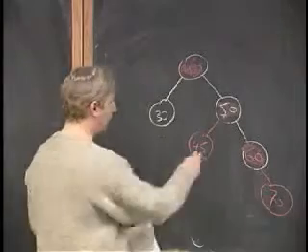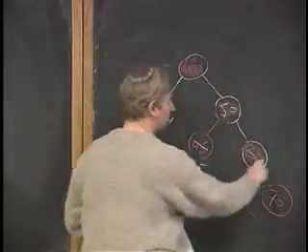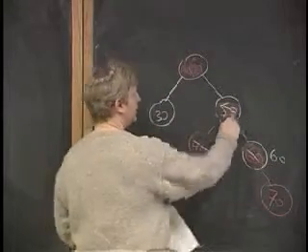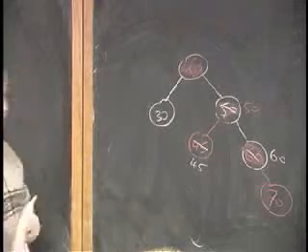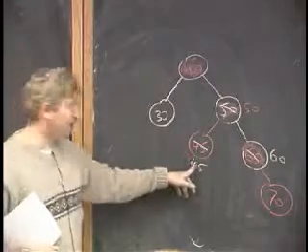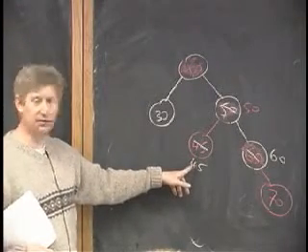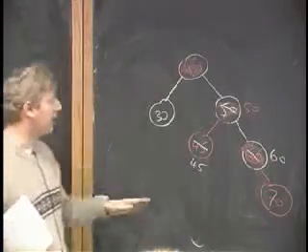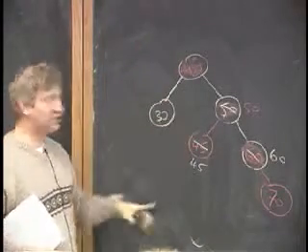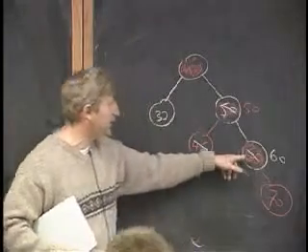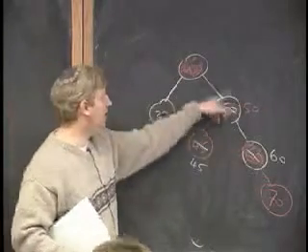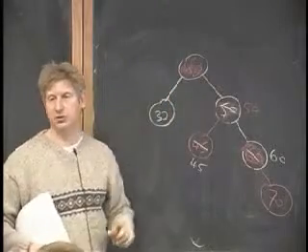Oh yeah, so 30. We're going to do this. This is going to turn black, this is going to turn black, and this is going to turn red. And now let's look at it. The distances are still okay because we've added in that extra black on this side to take the slack up. The red-red clash is gone. And what have we done with it? Instead of it being here and here, now it's here and here. It's moved up 2 generations.